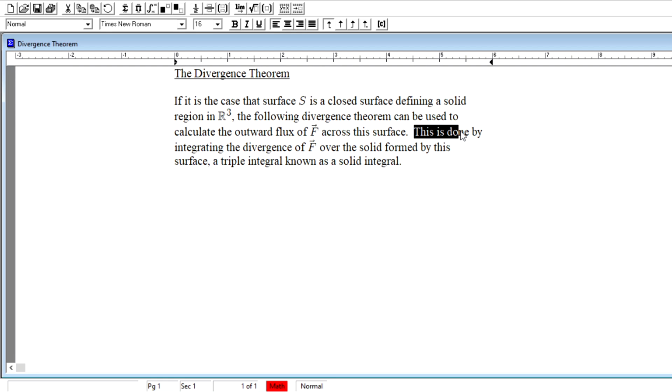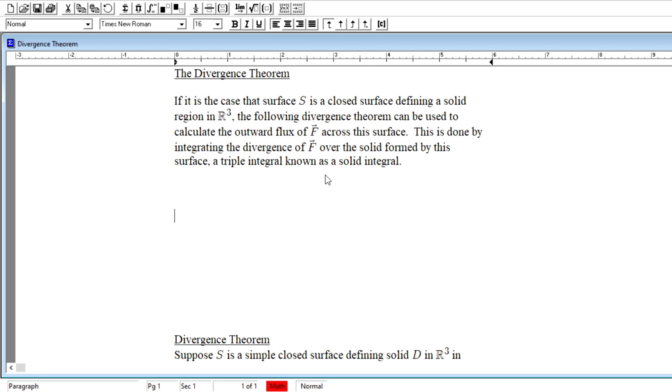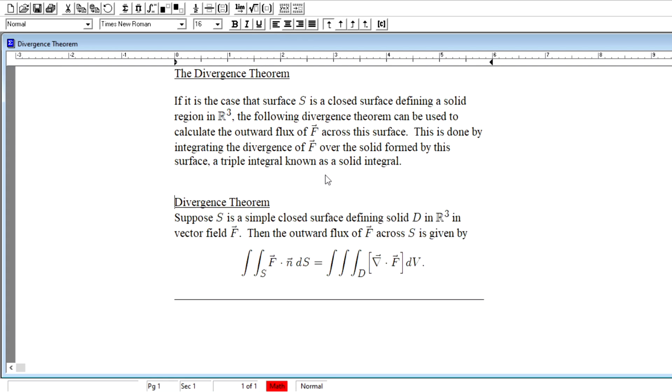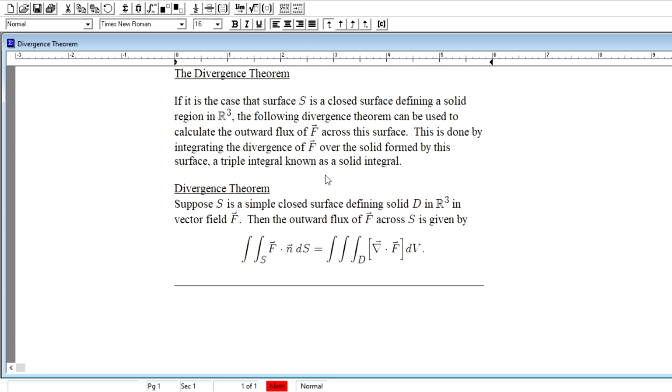And this is again done by integrating what we say is the divergence of F bar, the divergence of the field over that solid. And it's done using a triple integral known as a solid integral. We've looked at line integrals, we've looked at surface integrals, and now we're looking at integrals over solids, or solid integration. Anytime you perform a triple integral, you're performing what's known as a solid integral.